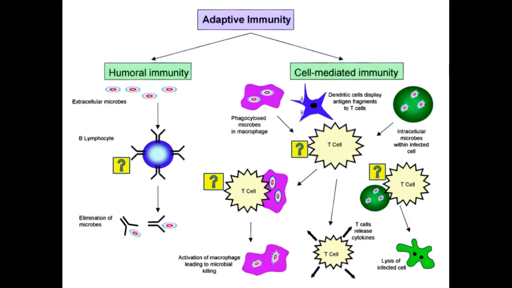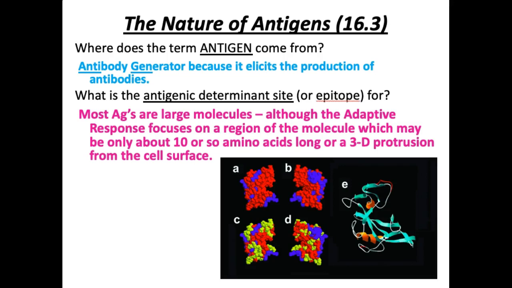Pretty interesting process. Now, what's the nature of antigens? Where does that word even come from? It comes from a combination of the prefixes from antibody generator, because it elicits the production of antibodies. On the protein's surface of that cell, whatever it is, a protein spike, a glycoprotein, whatever the antigen is, it has what's called an antigenic determinant site, or epitope.